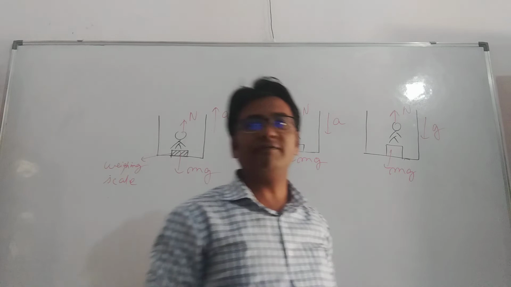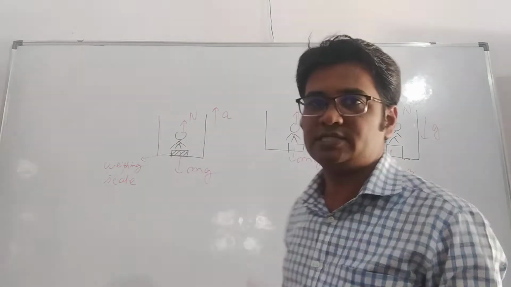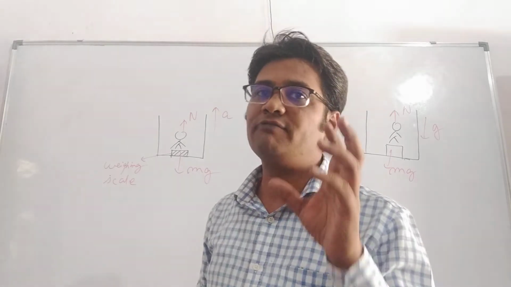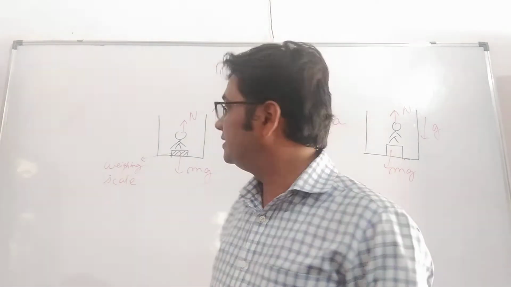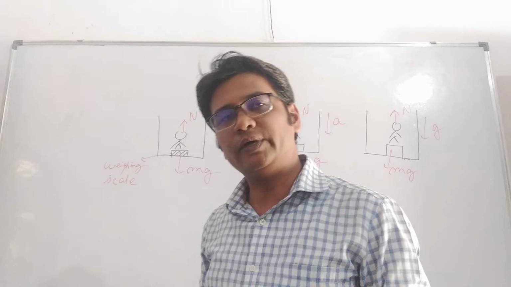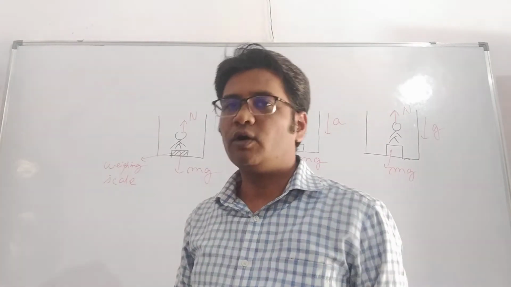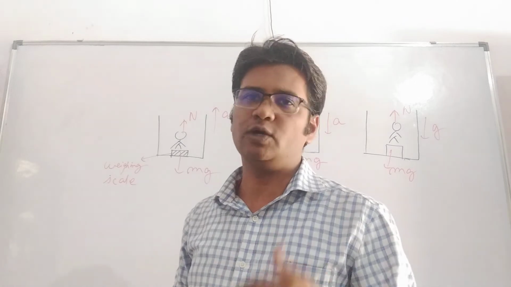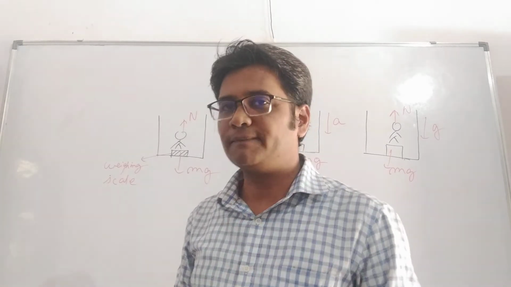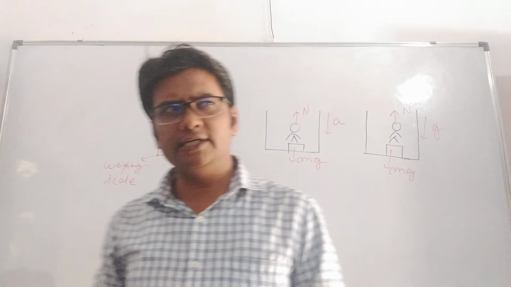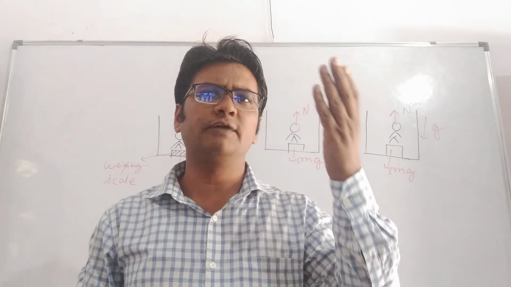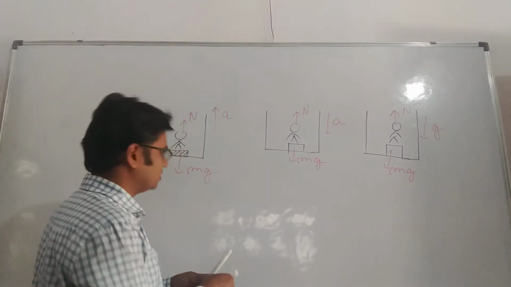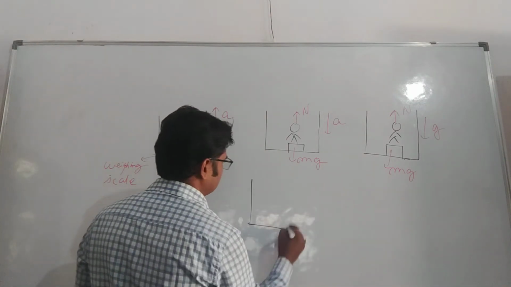Perfect. We have the three cases in which we have to see what happens to the weight, means what happens to the value of the normal reaction in the lift when it is going upward, downward, or freely falling in the downward direction. It's very obvious that it will freely fall in the downward direction only. There is one more thing. What happens if the body is going upward with a constant velocity? That is the fourth case. Okay, so we can draw the same case here also.